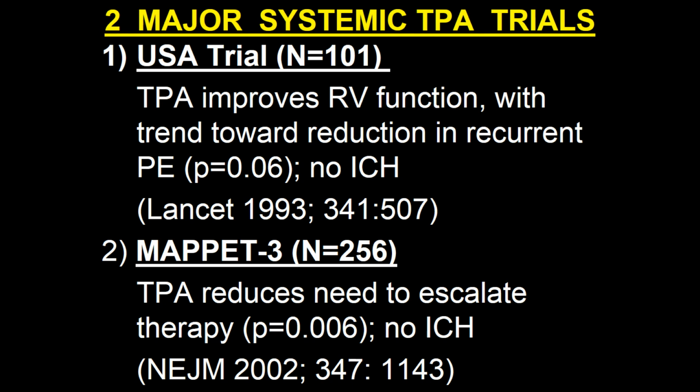The MAPPET-3 European trial showed that TPA reduces the need to escalate therapy compared with patients receiving anticoagulation alone. And in this study of 256 patients, primarily with submassive pulmonary embolism, there was no intracranial hemorrhage.